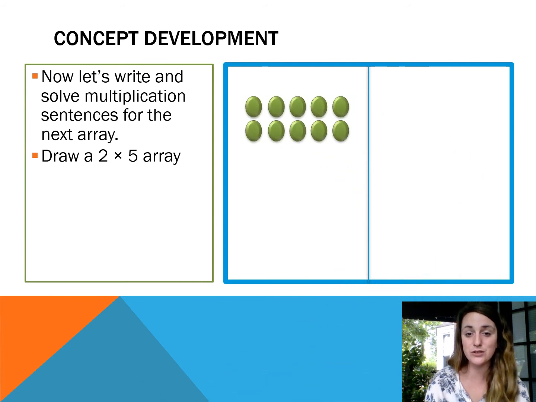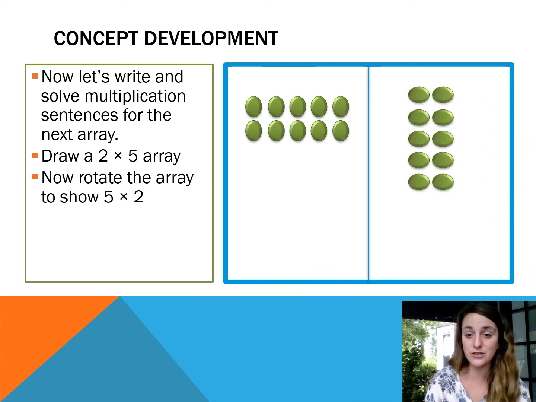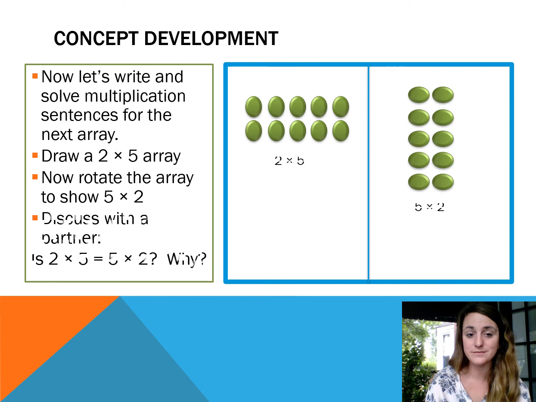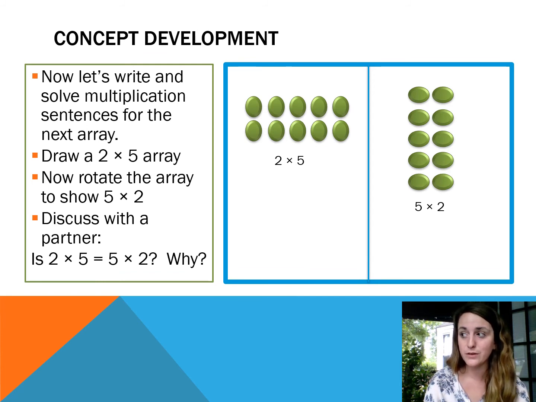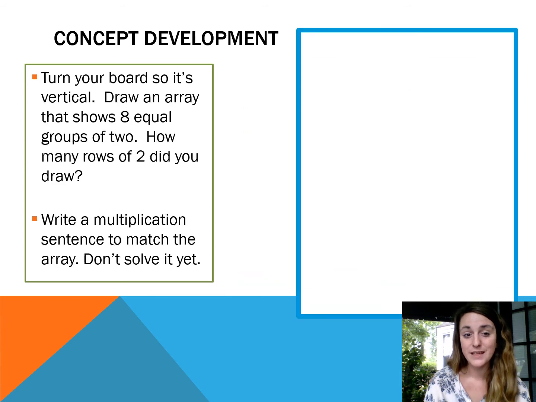Let's draw a 2 times 5 array. Now rotate the array to show 5 times 2. Discuss with your partner. Is 2 times 5 equal to 5 times 2? Think it to yourself. Why? Turn your board so it's not vertical. Or so it is vertical.